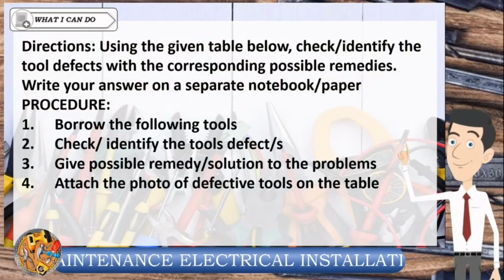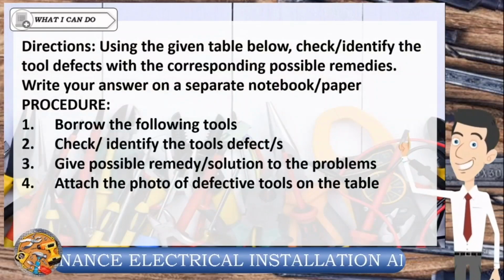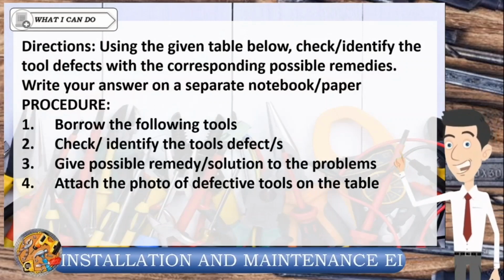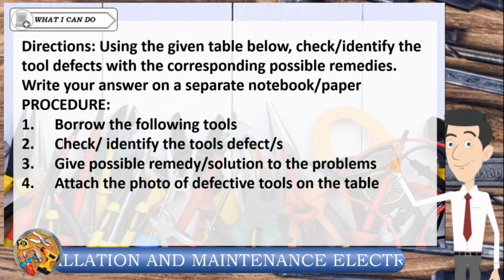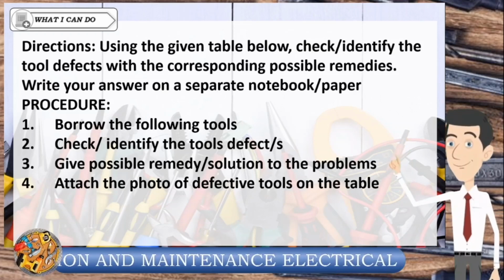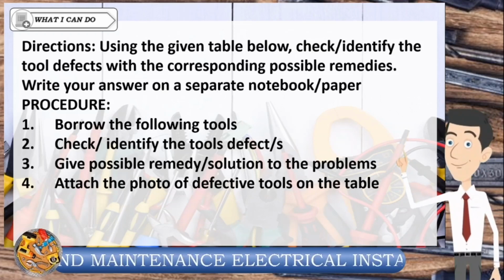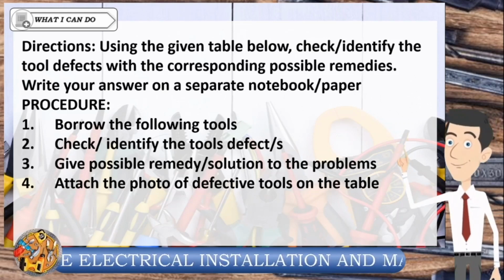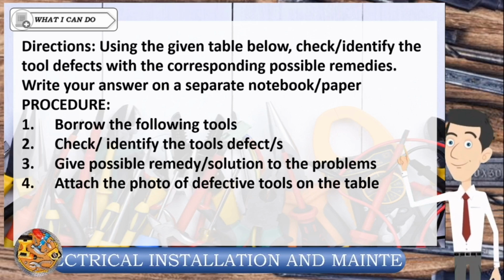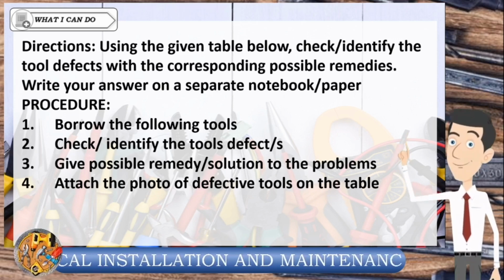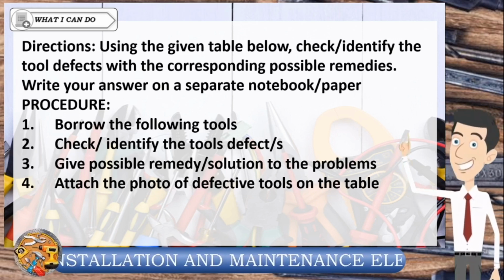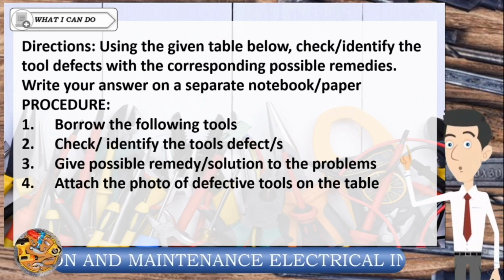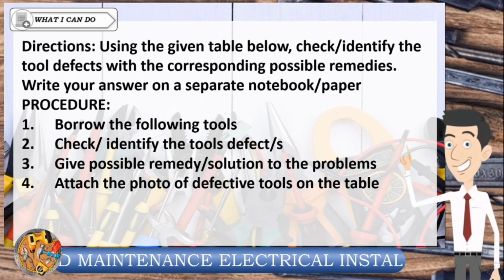And let's try again what I can do. Direction. Use the given table below. Check or identify the tool's defect with the corresponding possible remedies. Write your answer on a separate notebook or paper. The procedure are: number 1, borrow the following tools. Number 2, check or identify the tool's defect. Number 3, give possible remedy or solution to the problem. Attach the photo of defective tools on the table.